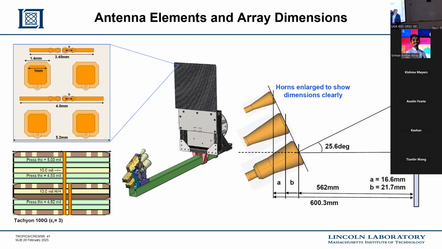So here is how this is. If you look through the array, these are all the stacks of how the thing is put together. I'll get into that in more detail later. Here's a close-up of the feed horns and one of the panels that we've tested in the antenna range. I'll get to that coming up. But you can see how this is all put together.